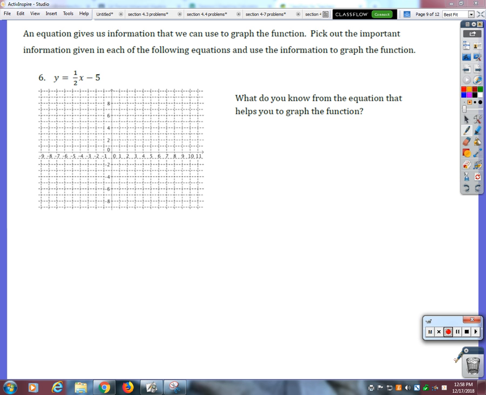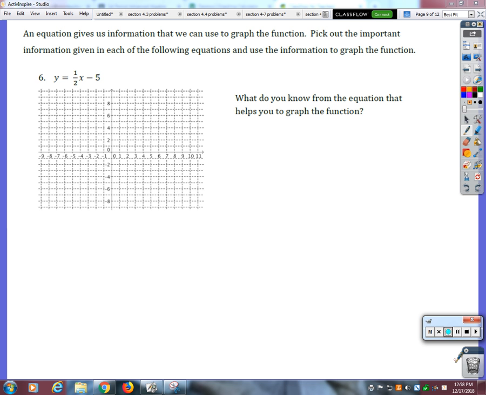All right. Number 6. Ready? An equation gives us information that we can use to graph the function. Pick out the important information given in each of the following equations and use the information to graph the function. Oh, I got it. -5? Is what? The y-axis. Okay, good.